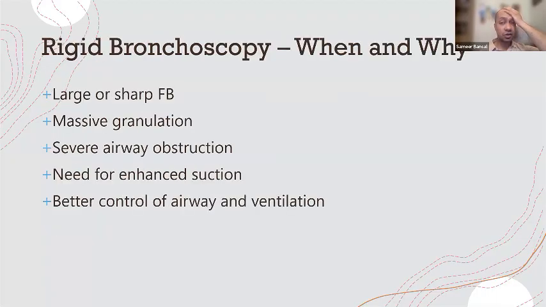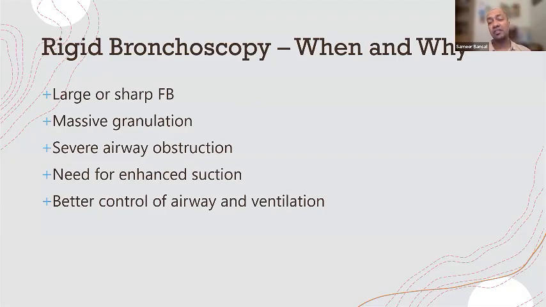So when and why to use your rigid bronchoscope over a flexible one? Now, if you're dealing with a large or a sharp foreign body, if you feel there is massive granulation tissue, there is severe airway obstruction, you need more enhanced suction, especially when you're dealing with some bleeding, you need better vision and better control of airways. So these are instances when you should go for a rigid bronchoscope.